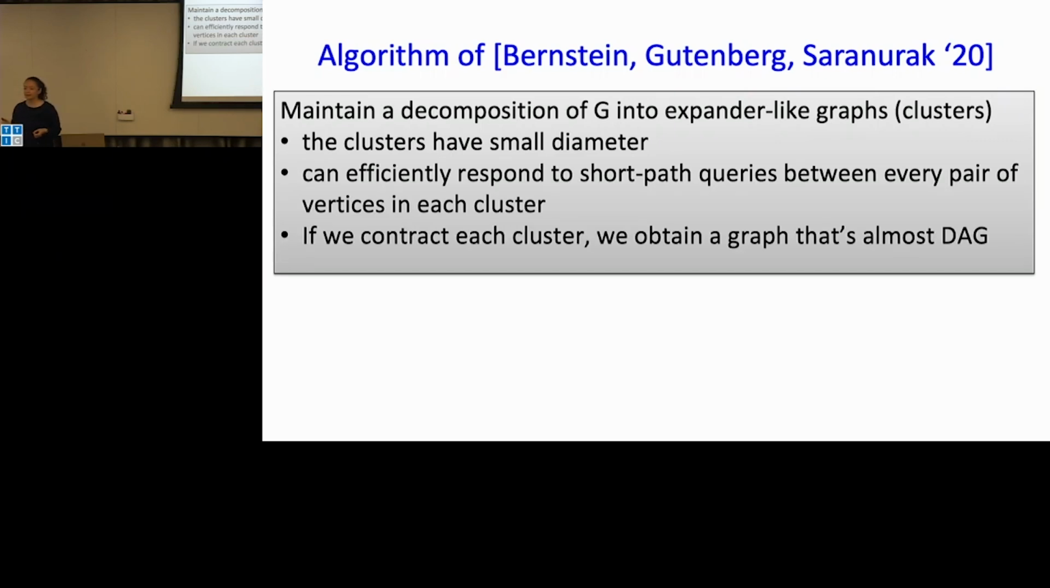And the last thing, and it's really important, is that if we take our graph and we contract all of these clusters, what we get is a graph that looks almost like a DAG. Why is it helpful? It's helpful because we do have good algorithms for SSSP in DAGs. And we can hope that we can exploit them here in this resulting almost DAG. So now I'm going to tell you a little bit about the second part, which actually does single source shortest paths on this almost DAG, and then I'll come back to this expander decomposition.